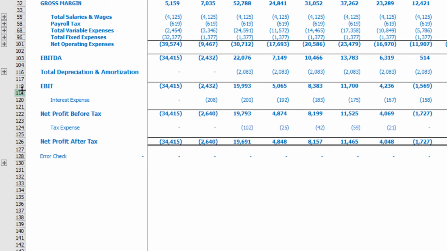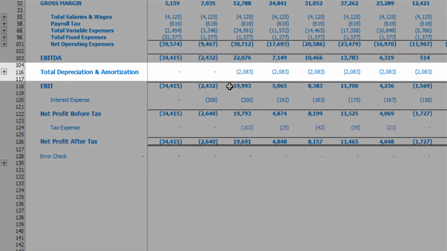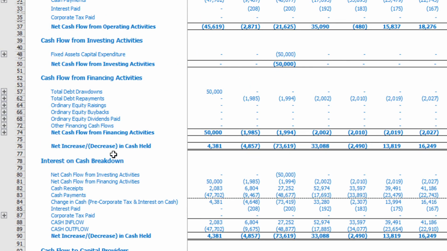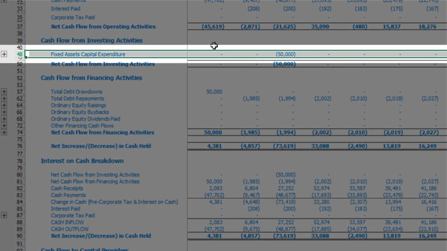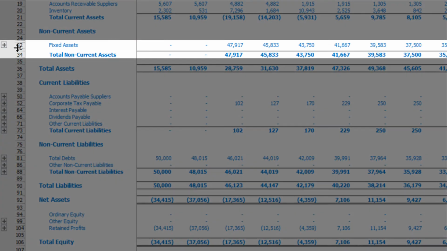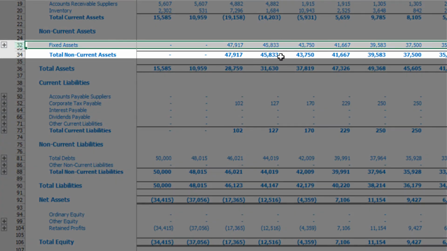So in the income statement, you may find the depreciation and amortization amount for each month. In the cash flow, you may see the fixed asset capital expenditure. And on the balance sheet, you may see the total closing net book value for these assets.